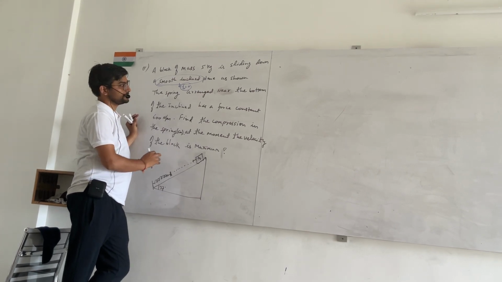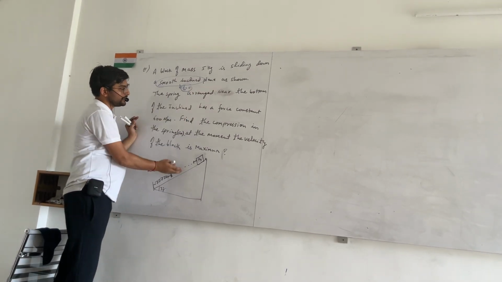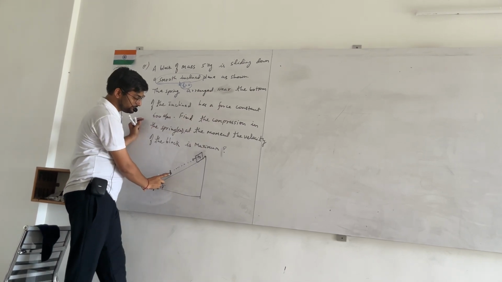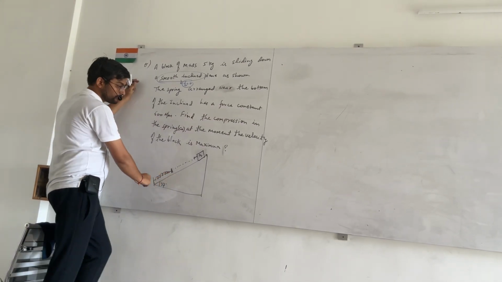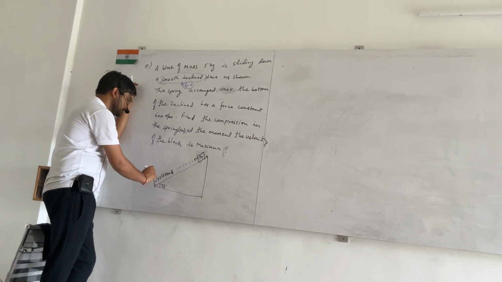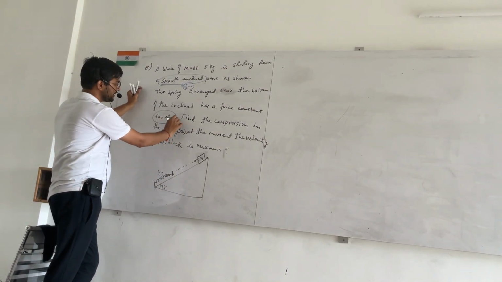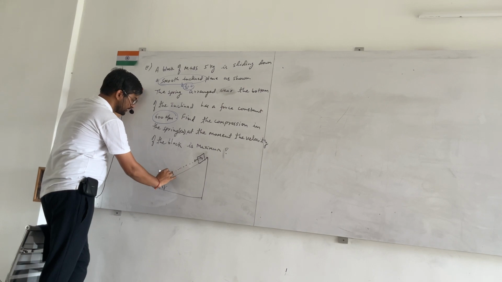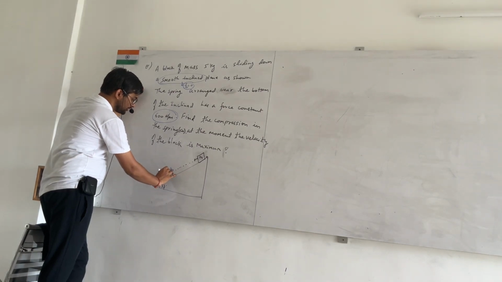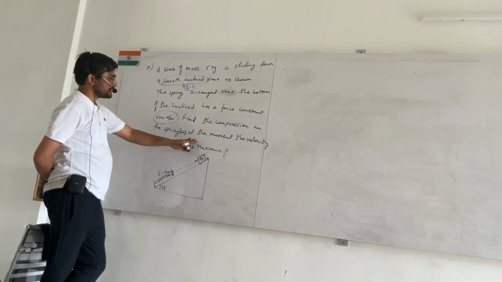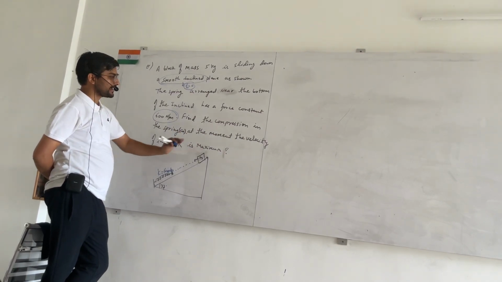There is no friction, and the plane, as shown in the figure, has a spring arranged near the bottom of the inclined plane, where the spring constant k has the value given here, 600 N/m. This is the value of k. So find the compression of the spring at the moment when the velocity of the block is maximum.